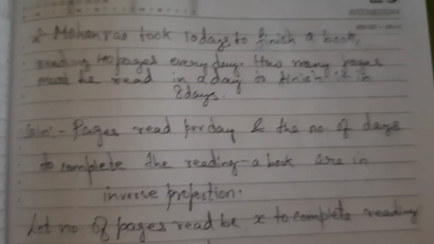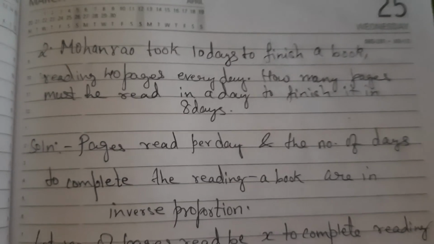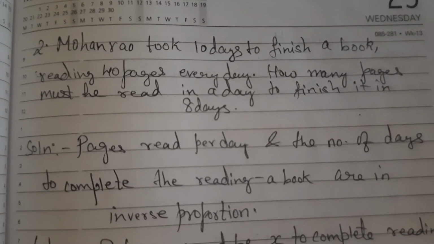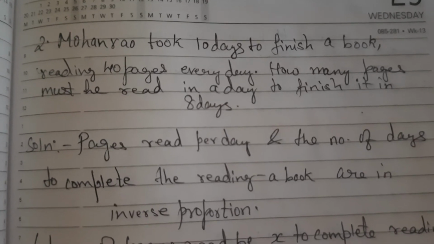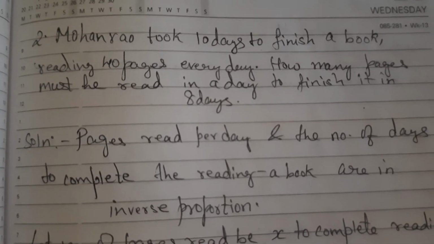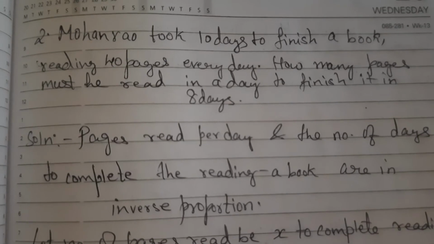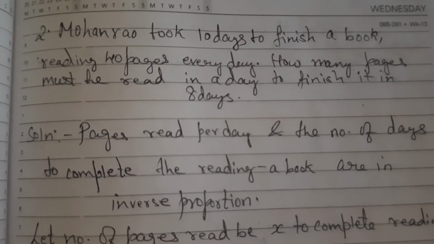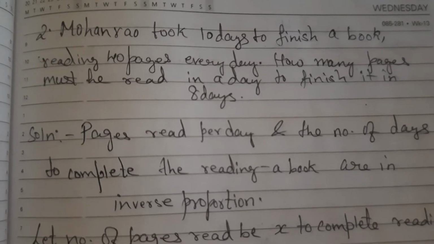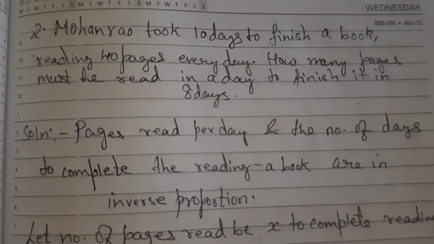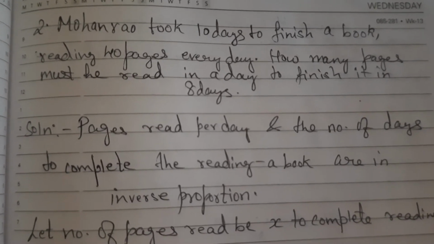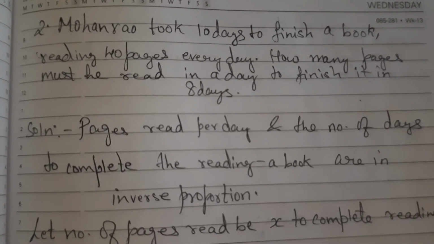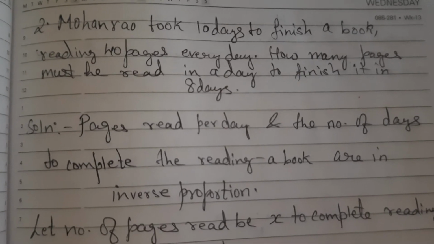Now we go on for the second sum, children. Mohan Rao took 10 days to finish a book. He is reading a book, reading 40 pages every day. How many pages must he read in a day to finish it in 8 days? So he is finishing the book in 10 days and is reading 40 pages daily. But what we want is he should finish this book in 8 days.